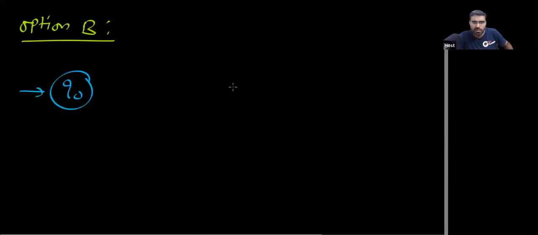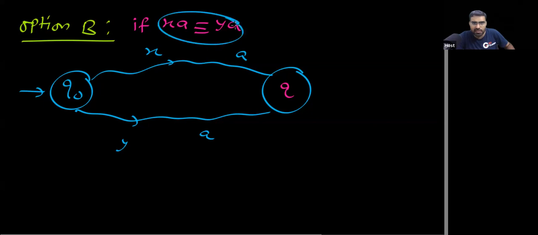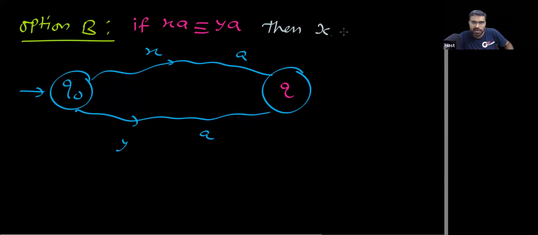But what is option B saying? Option B is saying that if on XA comma YA you are going to the same state, then can I say it is guaranteed that on X comma Y you will go to the same state? Is it guaranteed that X comma Y will go to the same state?